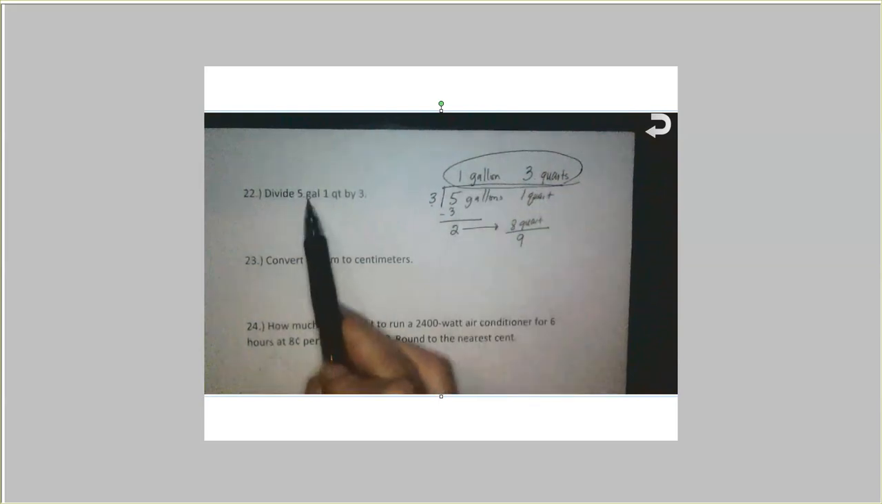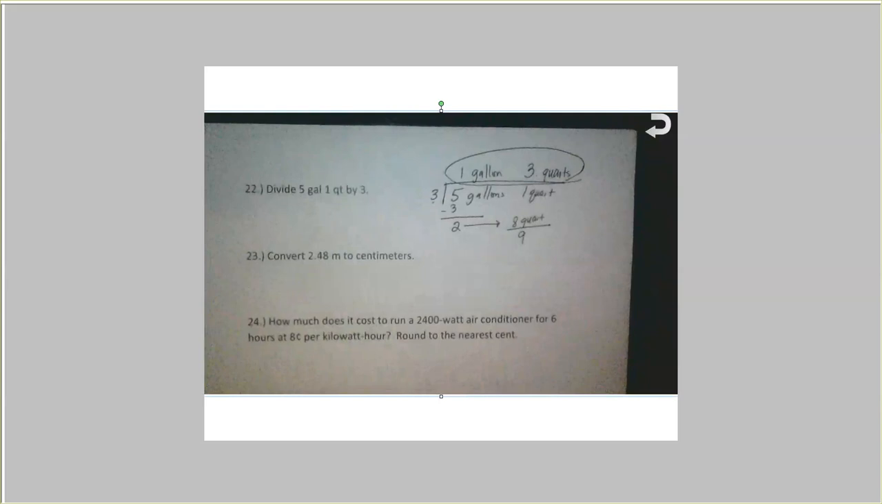Okay, you could check that back by multiplying and then simplifying to the best answer, which would give you 5 gallons and 1 quart back.